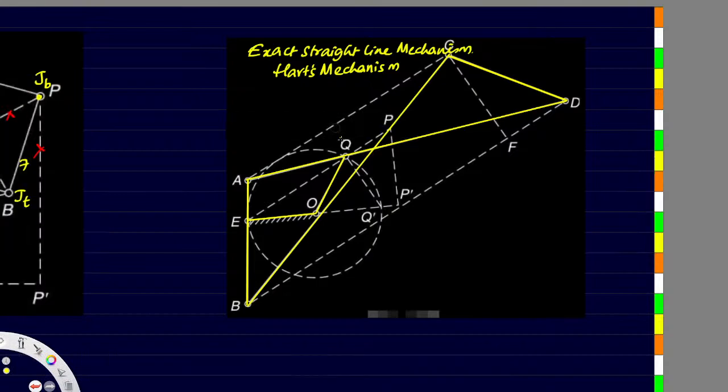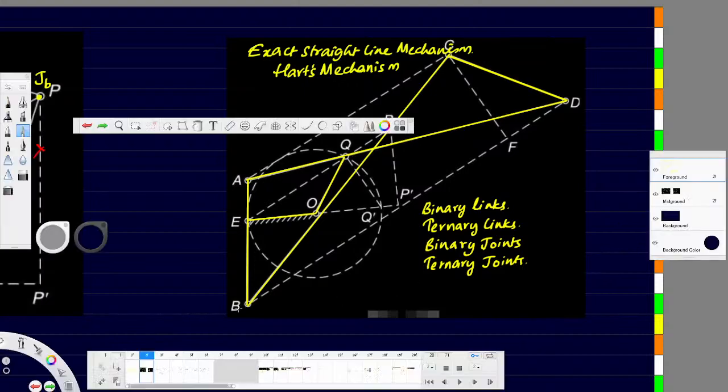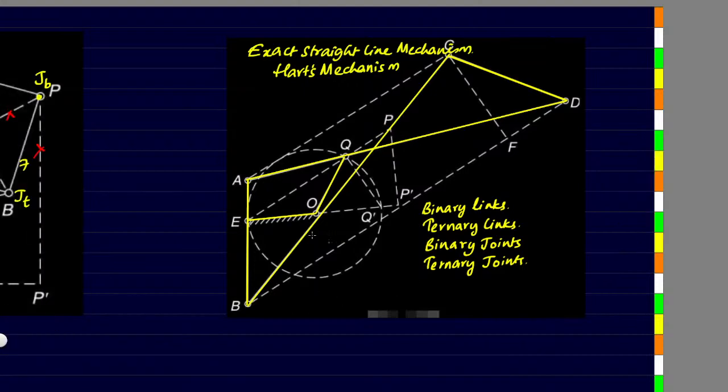So now let's see how many binary links are there. We also have some ternary links, so let us count them. And then we will have to count binary joints, and we will also count ternary joints. Ready? So let's change the color. Okay, ready? So binary links, how many links are binary here?